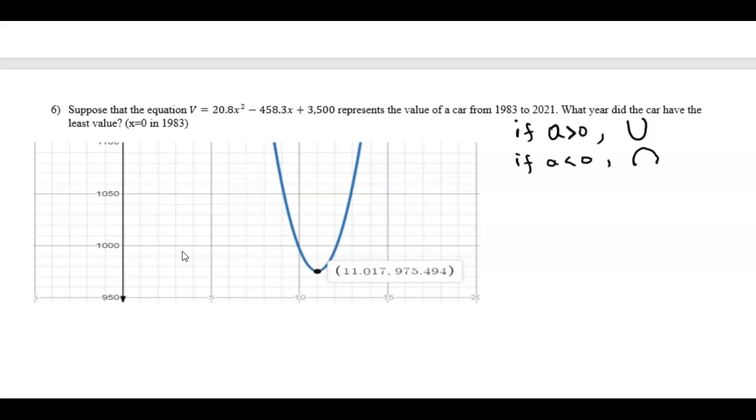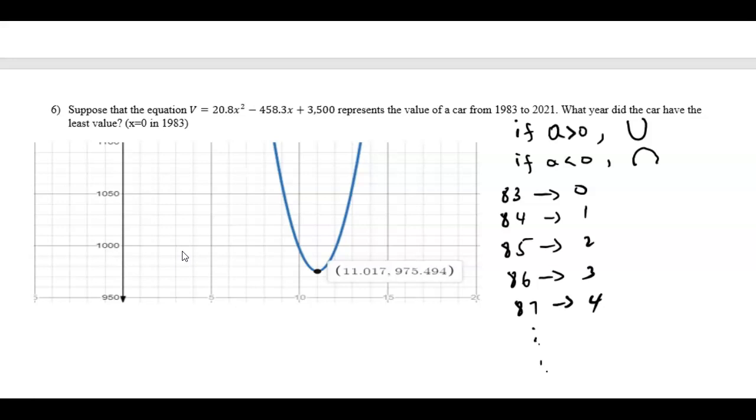Now what they tell us here is that we have from 1983 to 2021. If 1983 is year 0, that's what they're telling us, x is 0. You need to know that in order to evaluate it on the graph. So if 83 means x equals 0, then 84 will be x equals 1, 85 will be x equals 2, 86 will be x equals 3, 87 will be x equals 4, and so on and so forth.